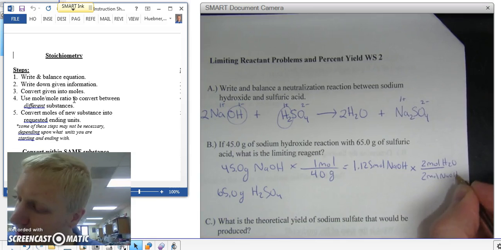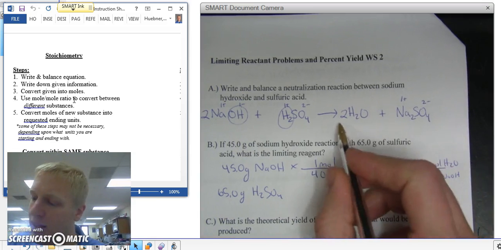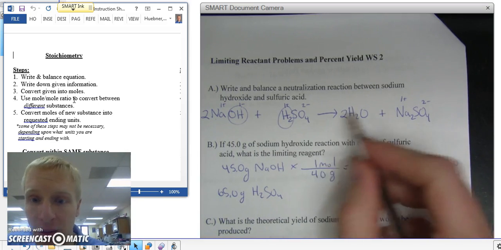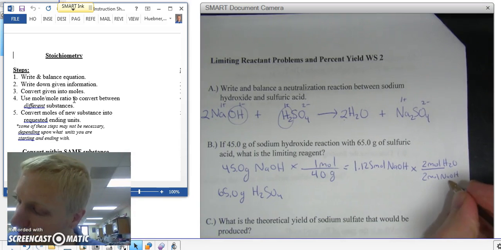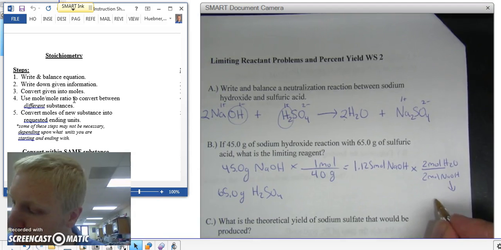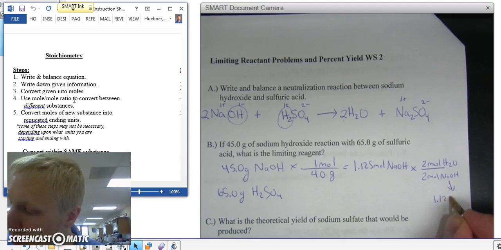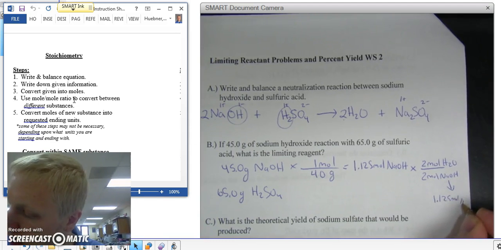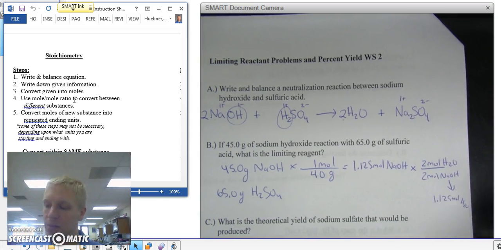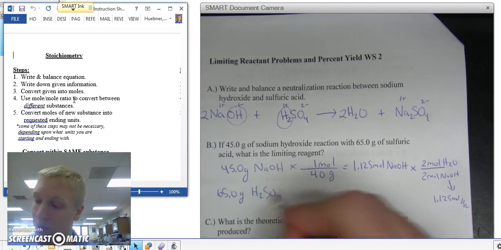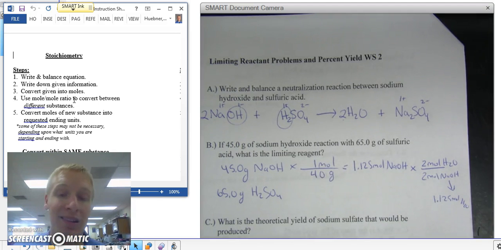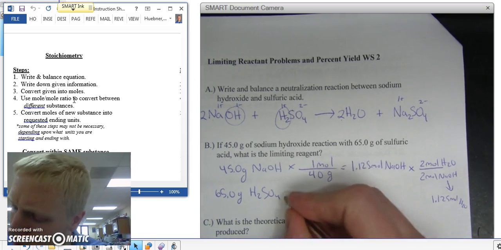Where did I get those 2 over 2 from? I get it from the coefficients in my balanced equation. 2 waters for every 2 NaOHs. And that's going to give me the same number but a different unit: 1.125 moles of water. That's how much should be produced if I have 45 grams of NaOH. It's completely reactive. But I've got to do the other one and see if it produces less water. If it does, then that would be my limiting reactant.